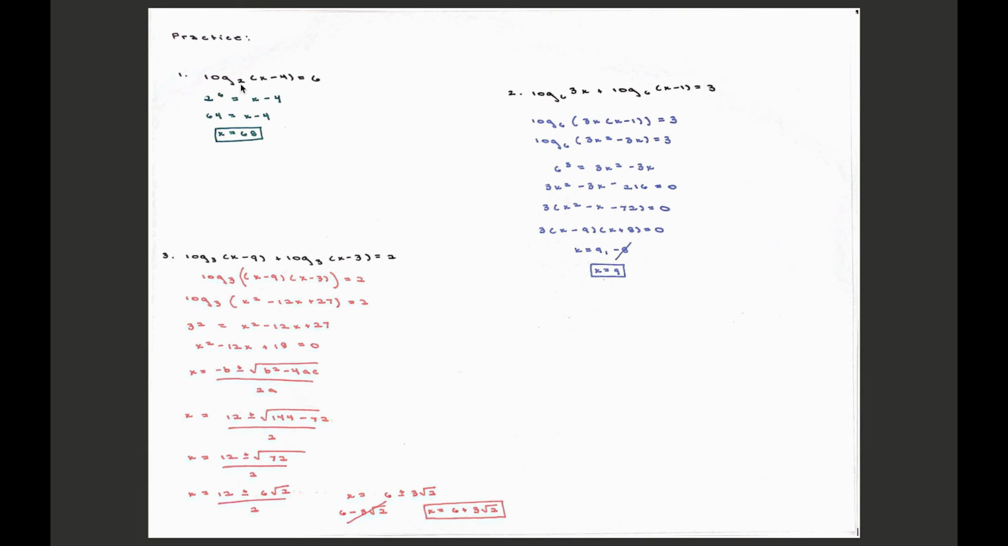So I'm going to solve this one. I want to solve for x. I'm going to say 2 raised to the 6 equals x minus 4. 2 to the 6 is 64. I move my 4 over by adding, and I get x equals 68.